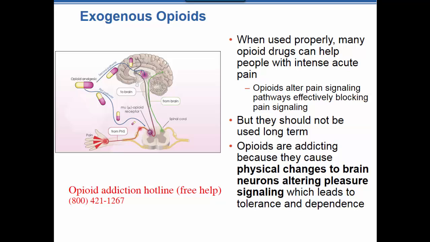Opioids are very addicting because they can lead to physical changes in brain neurons, and that leads to the altering of pleasure signaling in the brain. And whenever someone is using a substance that can alter pleasure signaling in the brain, that can lead to a very addicting state.